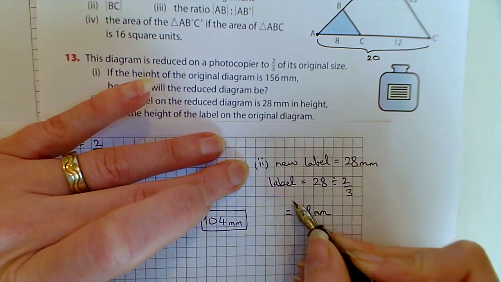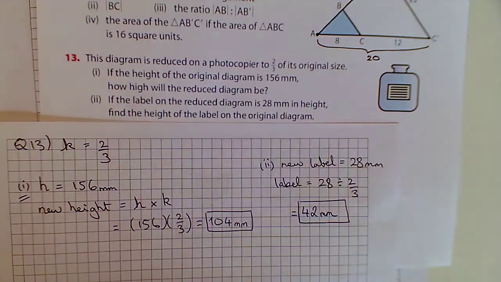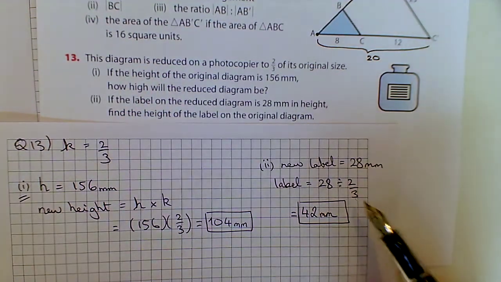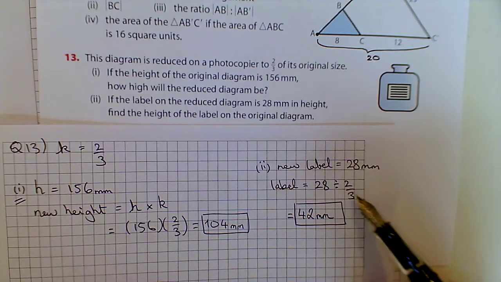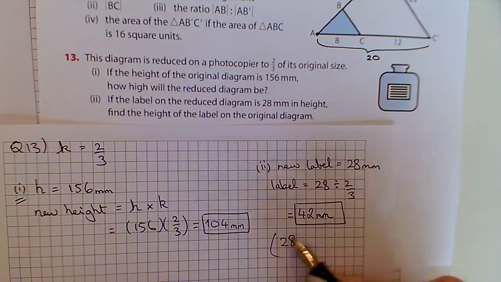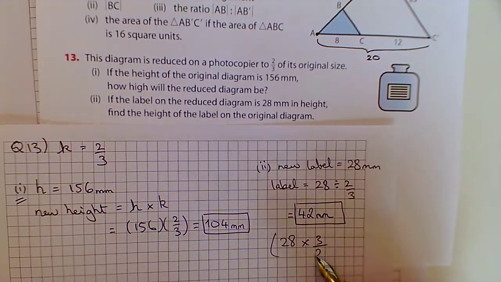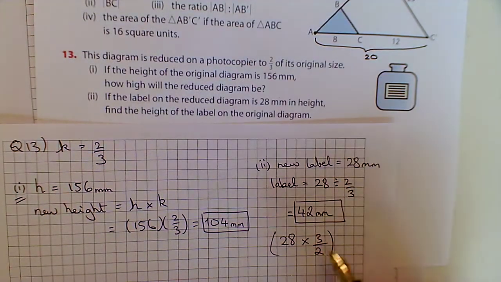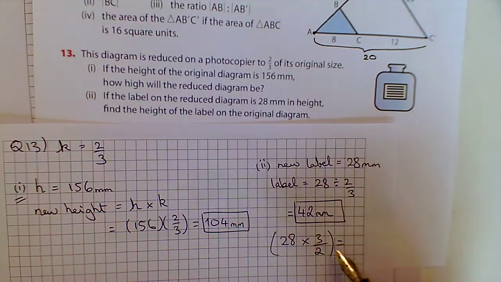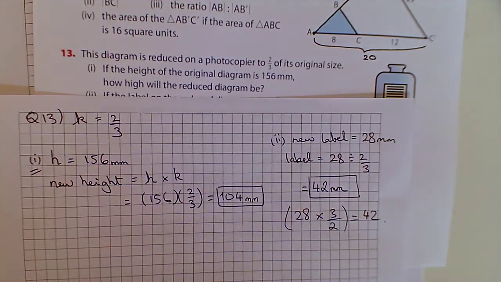Because there's no marks going for showing that working out. If you ever want to do it without a calculator, you turn this upside down and multiply. So that would have been 28 multiplied by 3/2, which of course is 14 by 3, which is the same as 7 by 6, which is 42. That's where it came from.